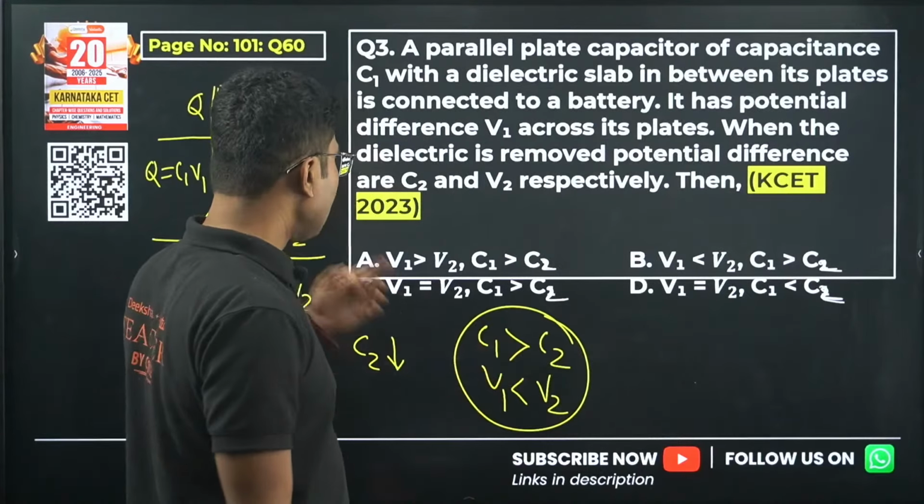Okay, V1 has to reduce so that the total charge remains constant. See, if one quantity is a multiplication of two quantities, this quantity remains constant, and if one of them is decreasing, that means the other quantity has to increase to keep the balance, right?